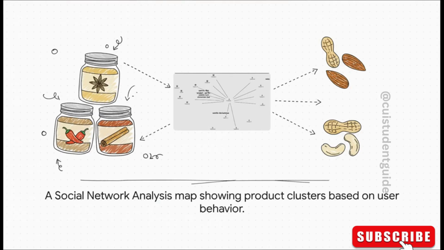Now, check this out. This is a brilliant example of that from Allegro, a huge online marketplace. They used a technique called social network analysis. Usually, you'd use that to map friendships between people. But Allegro did something really clever. They used it to map the relationships between products based on what people clicked on and bought together. And this revealed all these hidden connections, like people who buy certain spices also tend to buy specific kinds of nuts, connections that were completely invisible before.